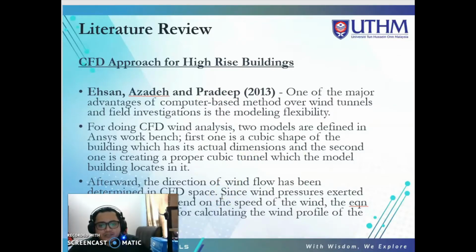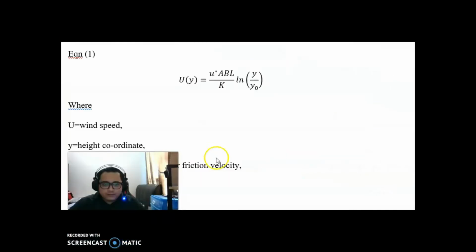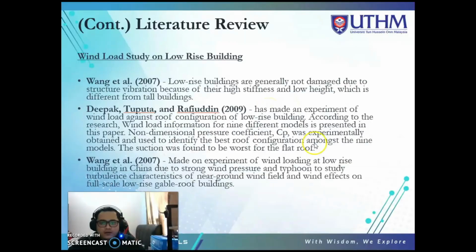Since wind pressure exerted on the structure depends on the speed of the wind, an equation has been used for calculating the wind profile of the model. So as you can see, this is equation 1, where U is the wind speed, y is the height coordinate, u* is the ABL (atmospheric boundary layer) friction velocity, and K is the Kármán constant.